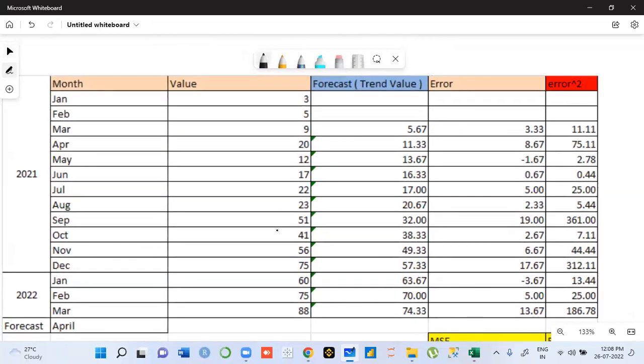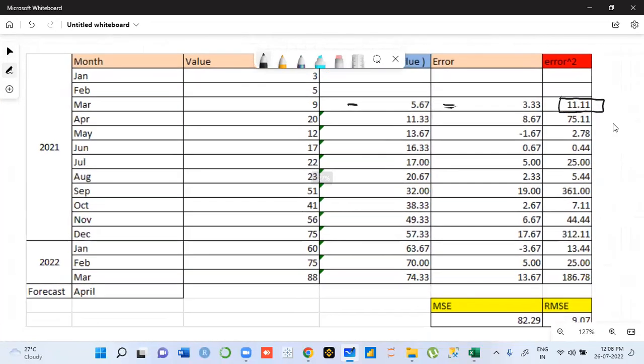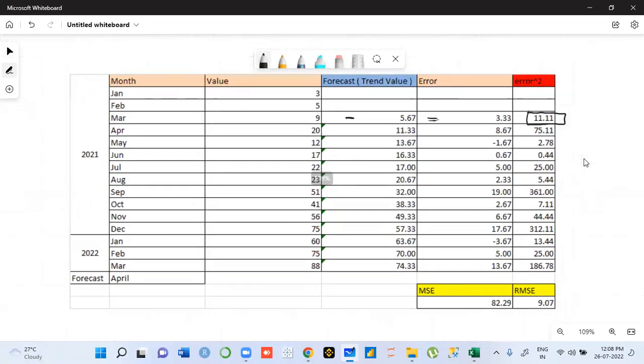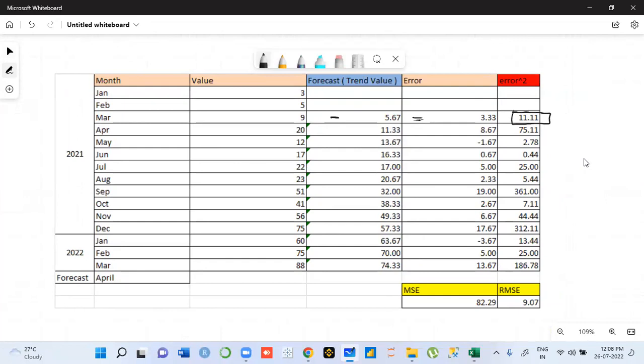Can you compute the error? 9 minus the forecast will give me the error. Can I do the square of each number? Can we compute the mean of the entire column of error squares? Can we compute RMSE? Are you clear, guys? Can I say the process remains the same? Forecast, error, square, mean, root. I can do it in one cell also.